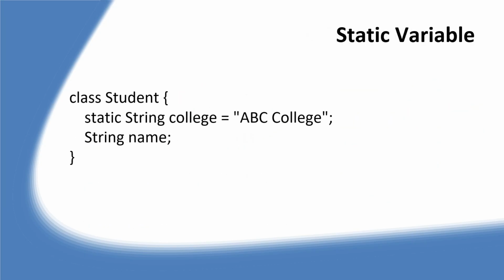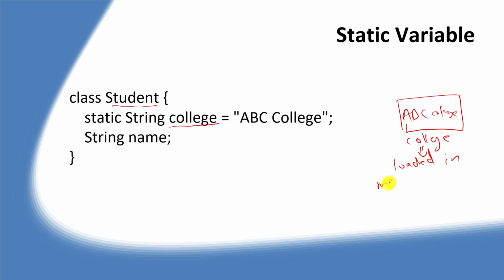Now let's see the static variable. A static variable is shared by all objects of the class. Here in this example, the class is Student and the static variable is college. This college will be loaded in memory only once, and the value will be ABC college.